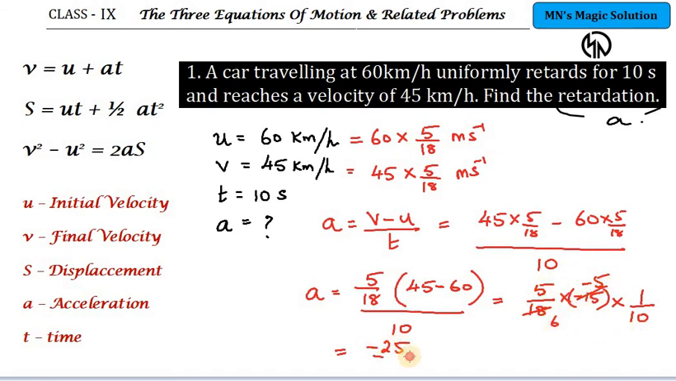So minus 25 divided by 6, you will get 4.16. So divided by another 10, you will get 0.416 meter per second square. And this is the answer for acceleration or retardation which has been asked in our question.